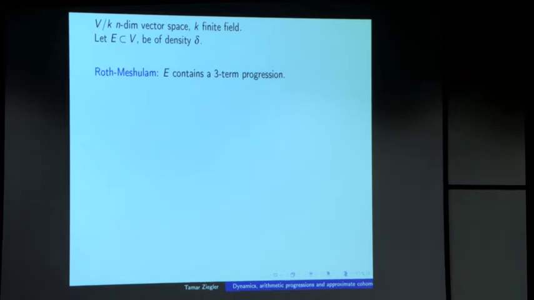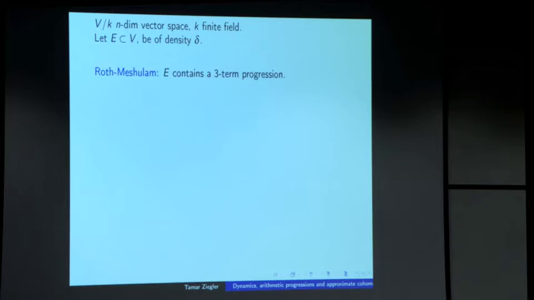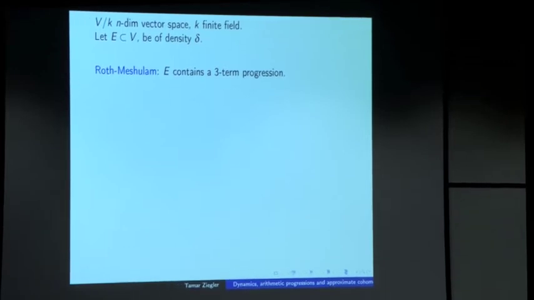family of vector spaces that grow in size, and all results are true for n sufficiently large, which is independent of all other. So all the constants, everything that comes up is independent of n. It's true for n sufficiently large. And so the Roth argument was adapted by Meshulam to this context. And so I want to show you the argument. So I'll call it the Roth-Meshulam argument, and it says that E contains a three-term progression.